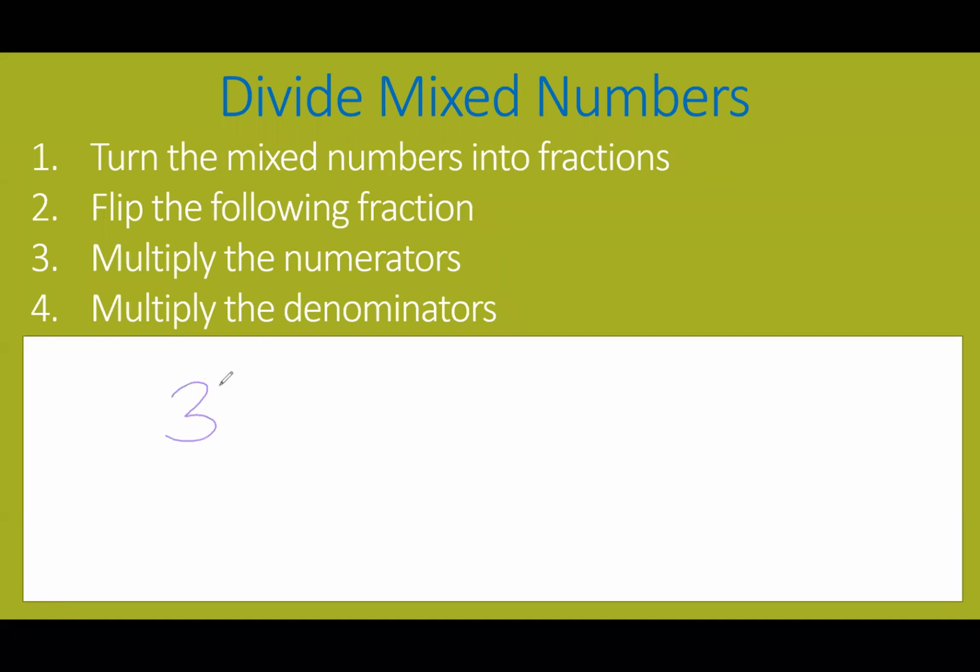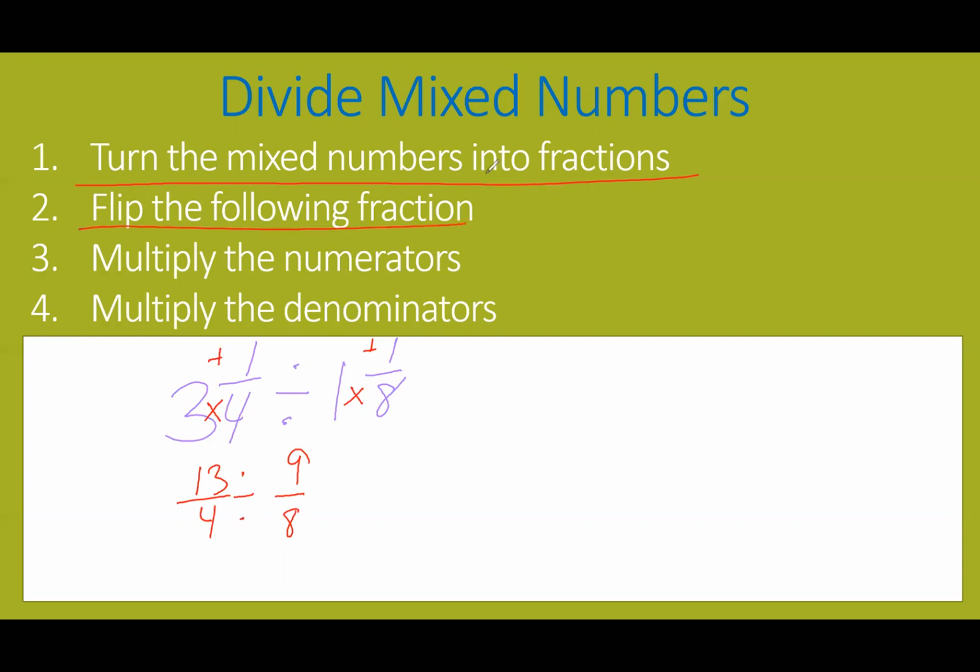Okay, let's do the next one. We have 3 and 1/4 divided by 1 and 1/8. Step 1, turn the mixed numbers into fractions. So I've got 3 and 1/4. 4 times 3 is 12. 12 plus 1 is 13. 13/4. 8 times 1 is 8. Plus 1 is 9. It becomes 9/8. And it's still a division problem because I did not flip yet. When I flip, my 13/4 stays the same, but it becomes 8/9 now. And then I can multiply.